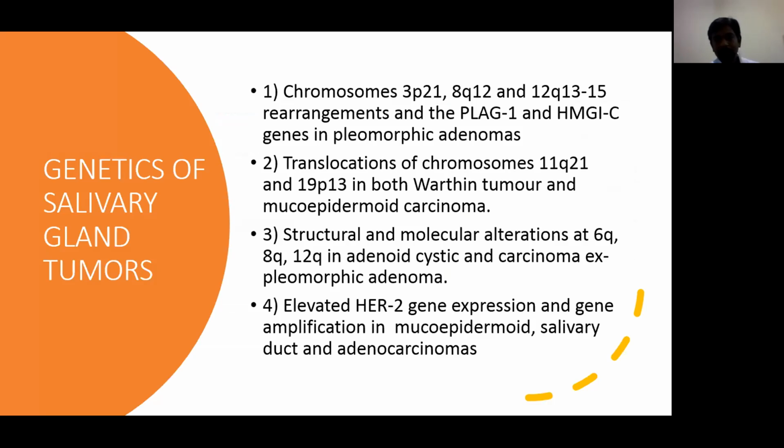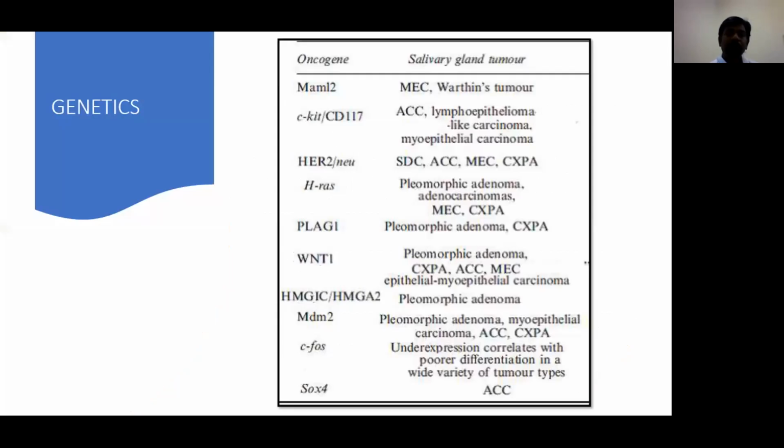There has been extensive study and research done in the recent classification released by the WHO. You have all these genetics of the salivary gland tumors. Okay, so for example, you have MAML2 for mucoepidermoid and Warthin's tumor, and c-KIT mutation for adenoid cystic carcinoma. So like that, you have so many tumors with these underlying genetic mutations.